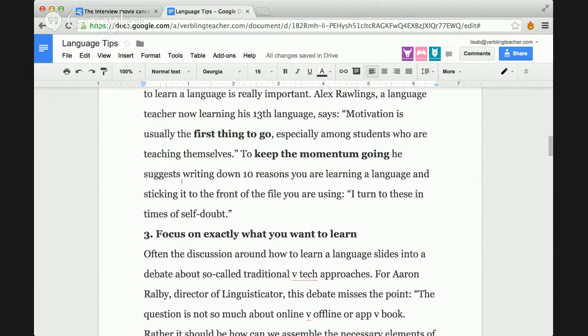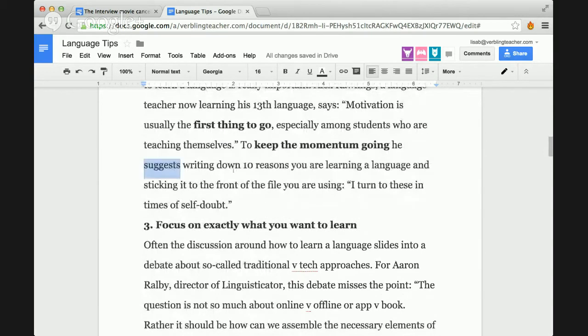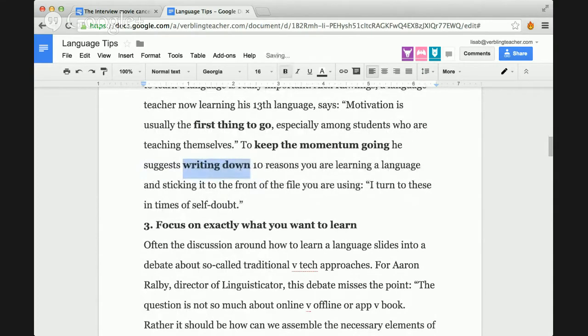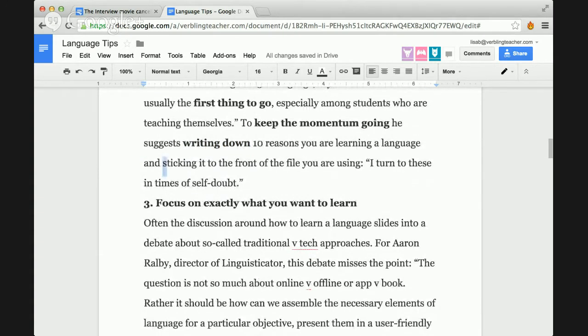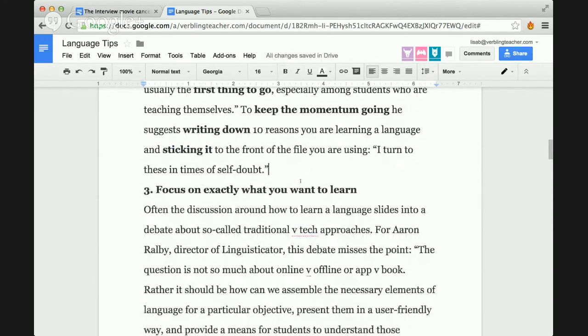So his suggestion, or what he suggests as the verb, is to write down. A lot of times we just say to write, but when we mean write down, that's a phrasal verb, we actually mean like on a piece of paper or something like that. So you write down your reasons why, and then you stick it, maybe you write it on a Post-it note or something like that, and then you can stick it to the front of your file that you're using. So, if you have papers or books or something like this, it's a reminder is what we call that.